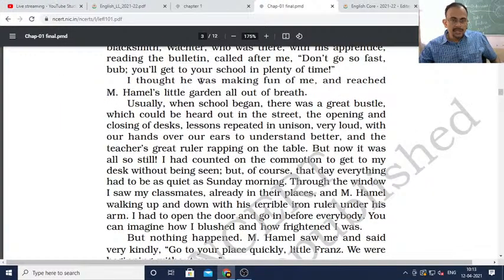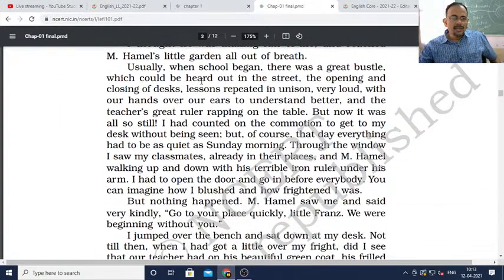Now let's continue. You see, here the narrator, that is the teenage boy Franz, says, usually when school began there was a great bustle. Bustle means noise which could be heard out in the street. The opening and closing of desks, lessons repeated in unison, very loud, with our hands over our ears to understand better, and the teacher's great ruler rapping on the table. But now it was all so still. I had counted on the commotion to get to my desk without being seen.